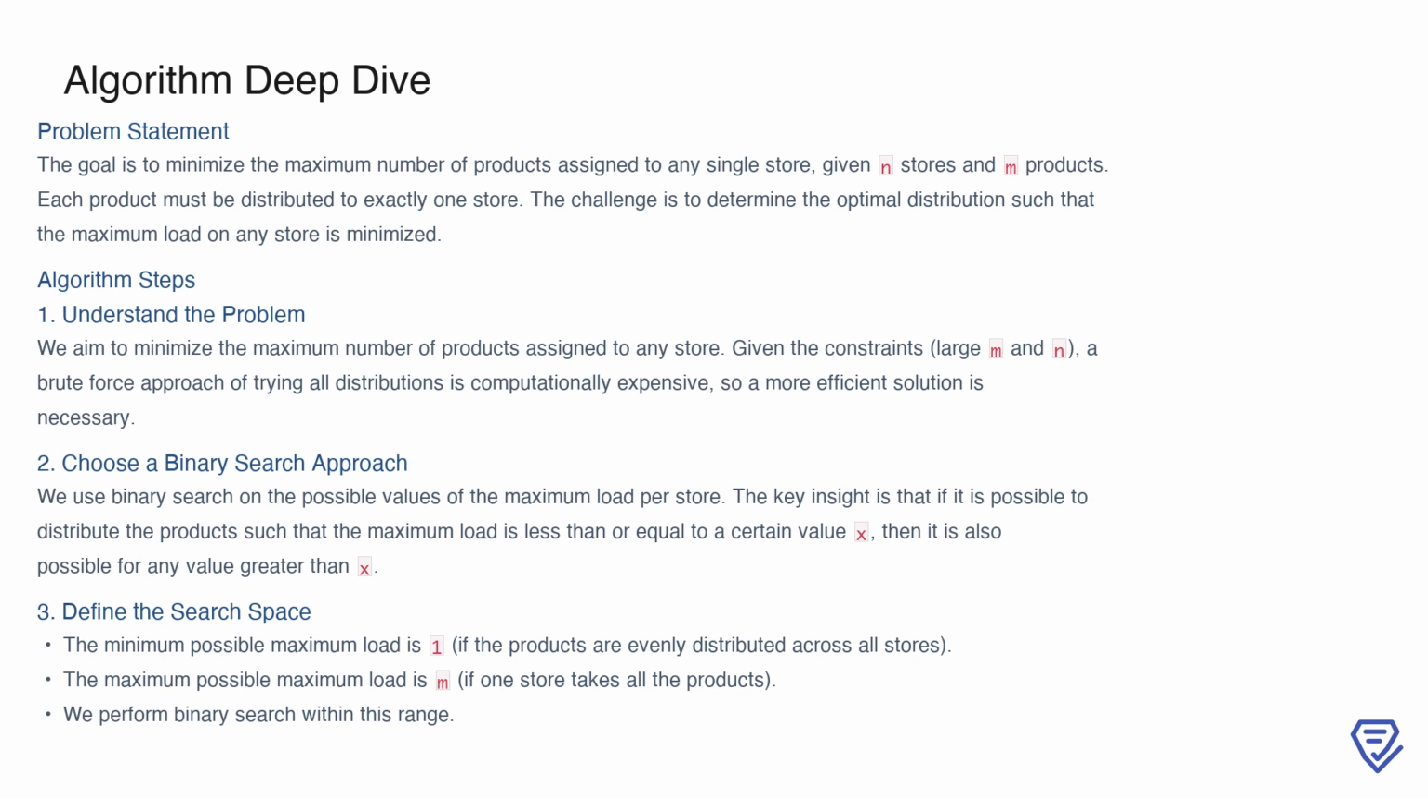The key idea in this approach is that if we can distribute the products such that the maximum load per store does not exceed a certain value x, we can also achieve this for any value greater than x. To define our search space, the minimum possible maximum load is 1, where products are perfectly balanced, and the maximum is m, where one store handles all products. We then perform binary search within this range to find the minimized maximum load.